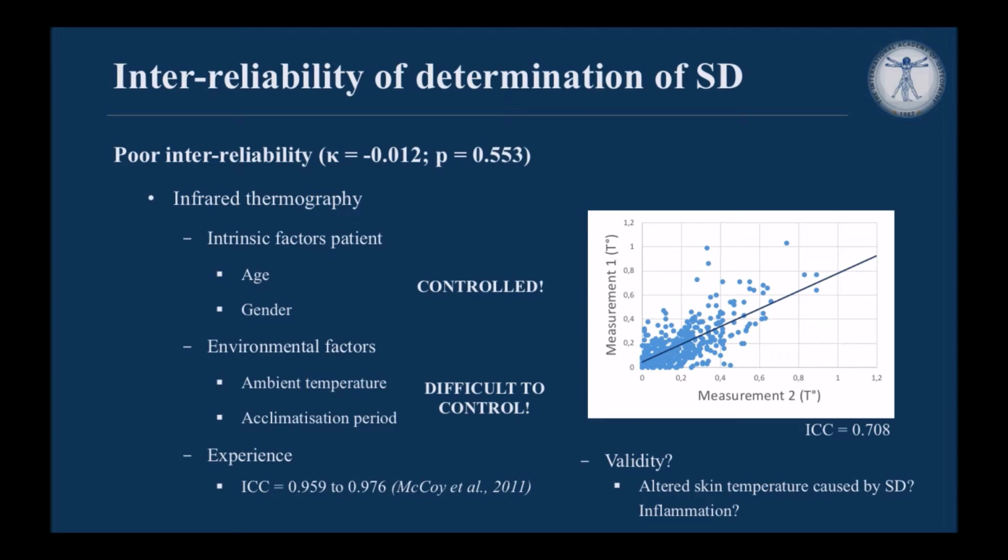Experience of the investigators could possibly contribute to the poor interreliability. In the study of McCoy et al., intraclass correlation coefficients of 0.959 to 0.976 for paraspinal thermal scanning were found. In this study, the intraclass correlation coefficient was 0.708. This is shown in the graph on the right side of the PowerPoint presentation.